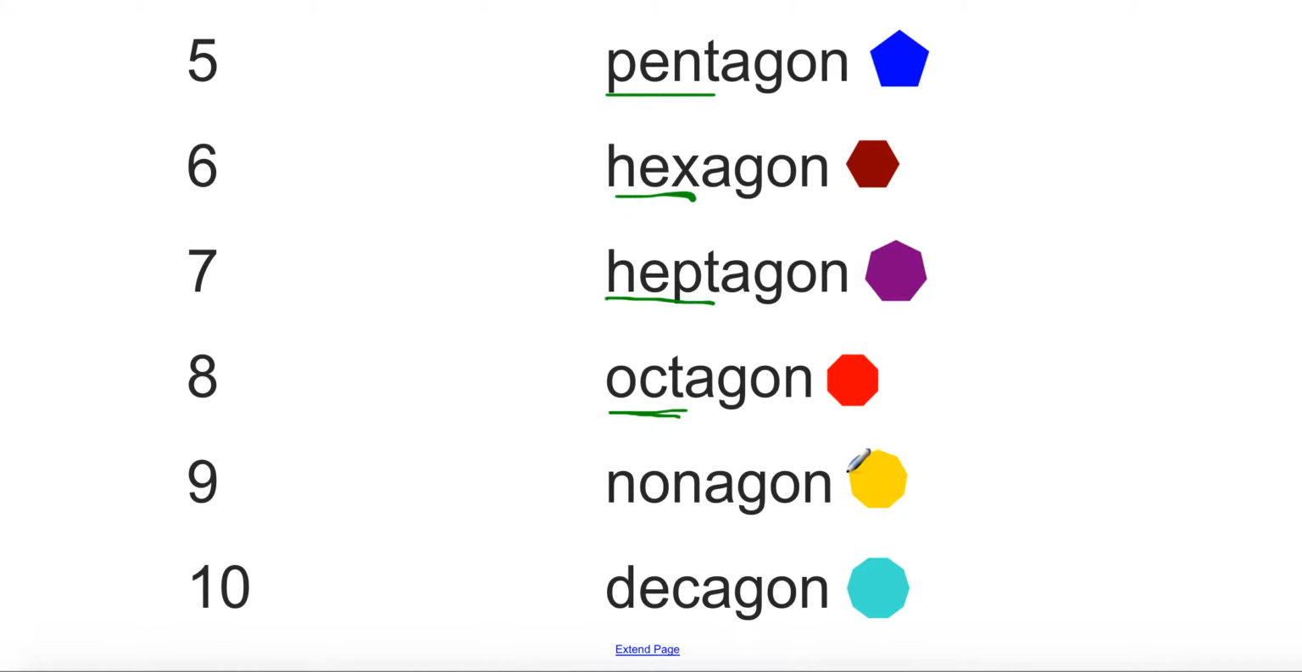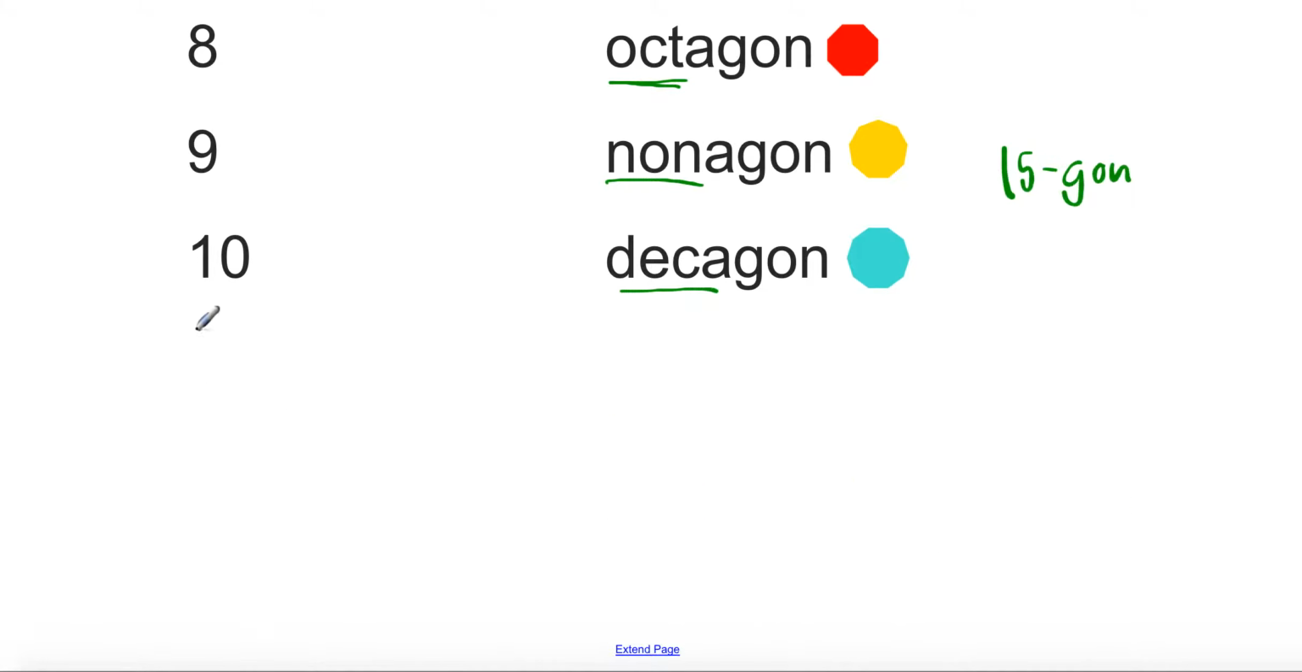And 9 sides is a nonagon, and 10 sides is a decagon. That deca means 10, like a decade has 10 years in it. And then anything else, like if you had 15, that would be a 15-gon. You might see a 12-sided figure, and that would be a dodecagon. I'm not going to attempt to draw that, but it would have 12 sides.